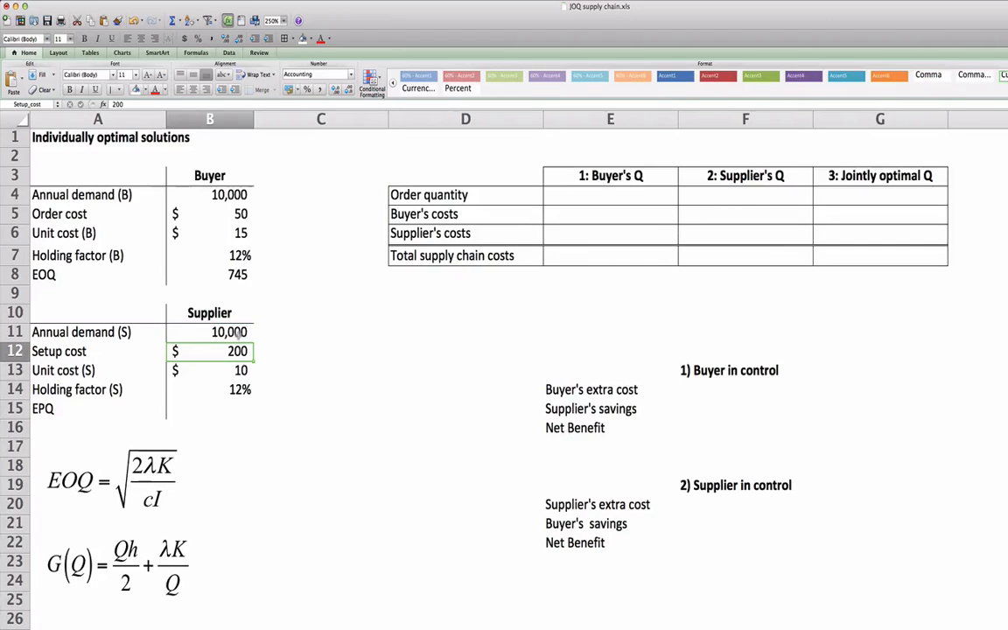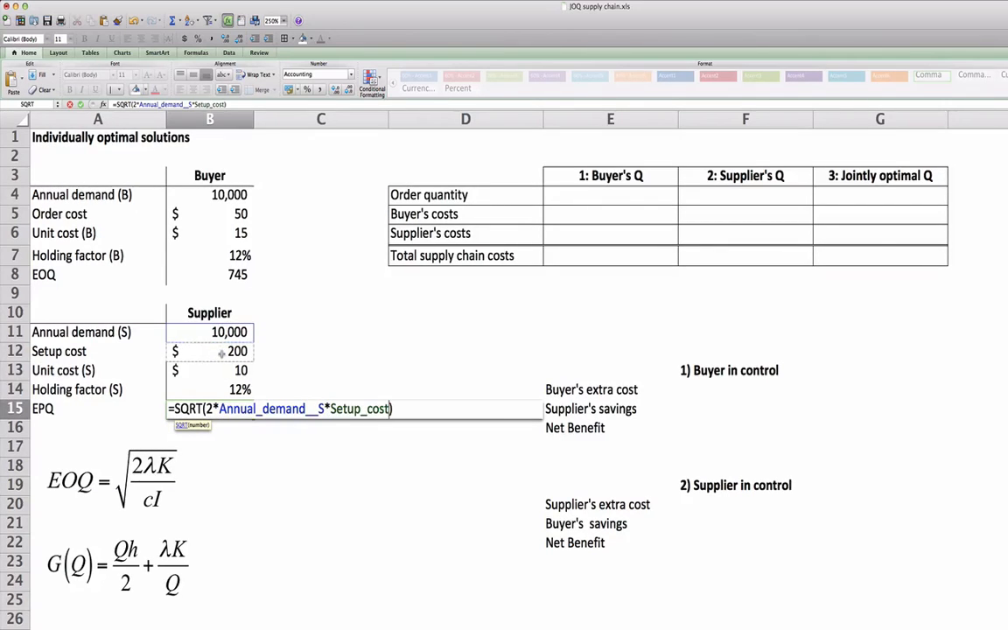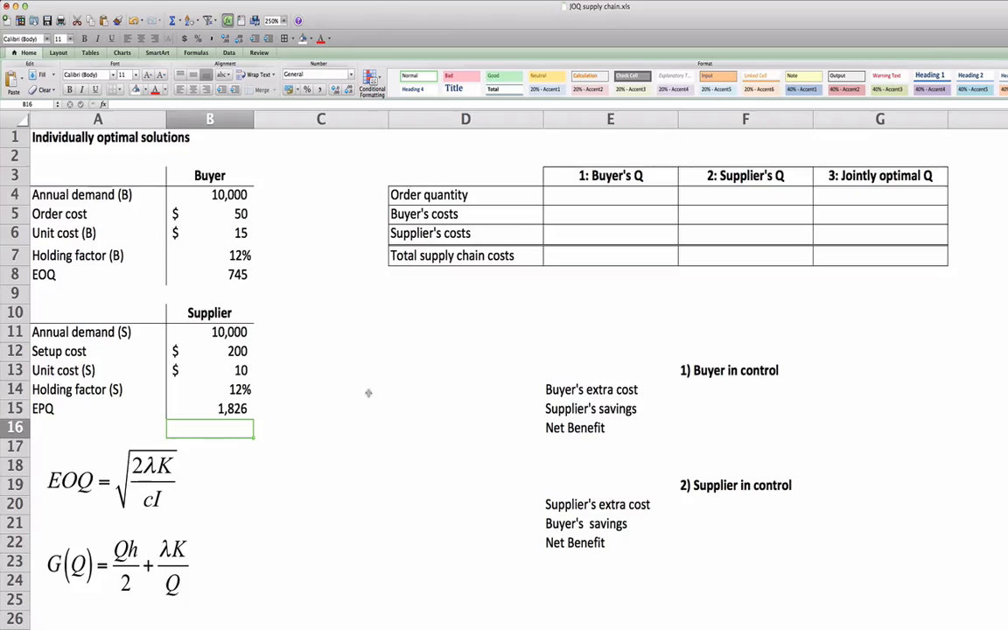Production setup costs, similar to order costs, amount to $200. Unit costs are $10. Of course, they are lower than for the buyer, because the buyer will have to pay some profit margin to the supplier. We're talking again about a holding cost factor of 12%, and if we compute the supplier's economic production quantity in the simplest way, using the same formula as the EOQ, the square root of 2 times lambda times k divided by h, we would then find that the economic production quantity would be 1,826 units.